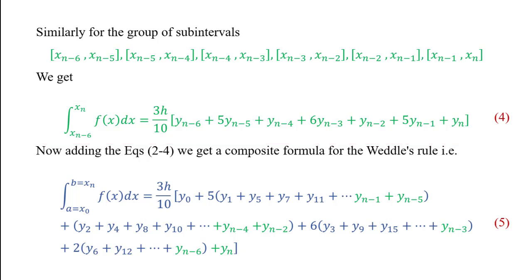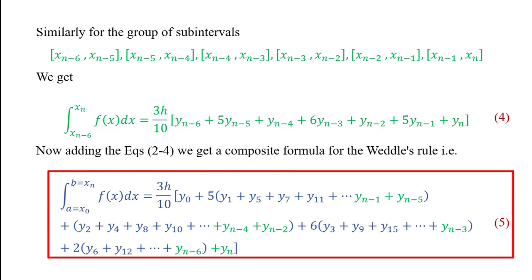Now adding equations 2 to 4, we get a composite formula for Weddle's rule, that is given in equation 5. So this is the composite form.